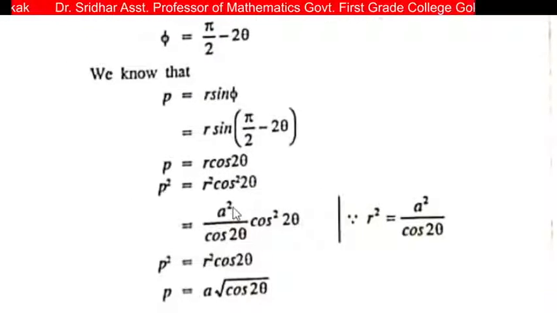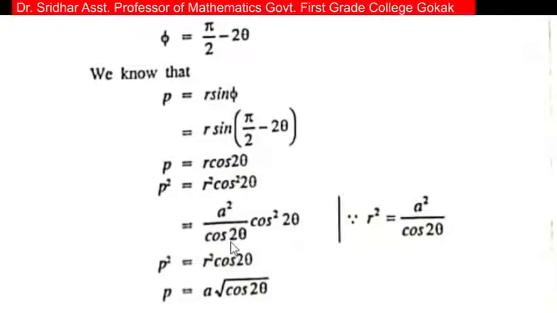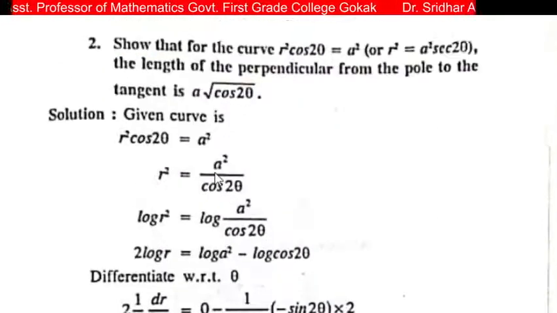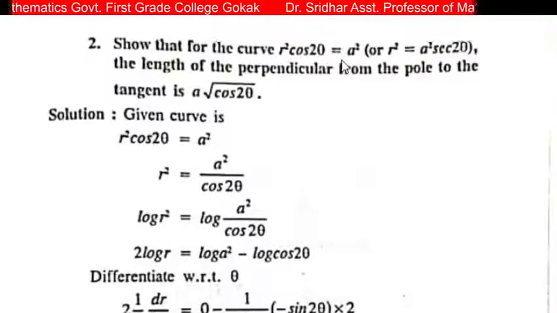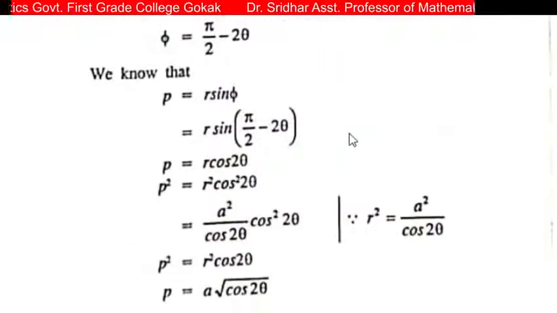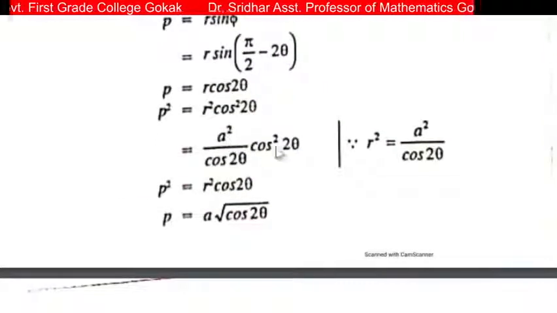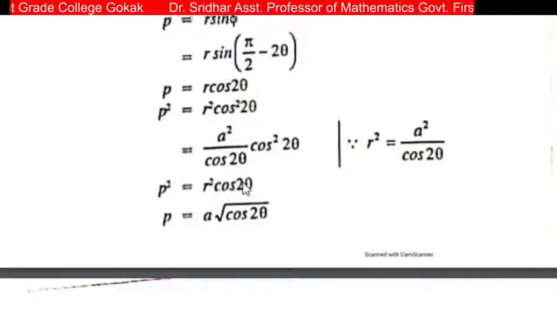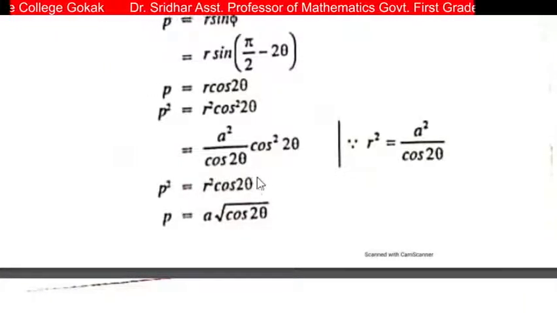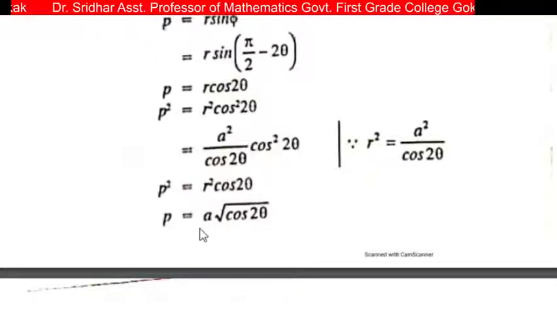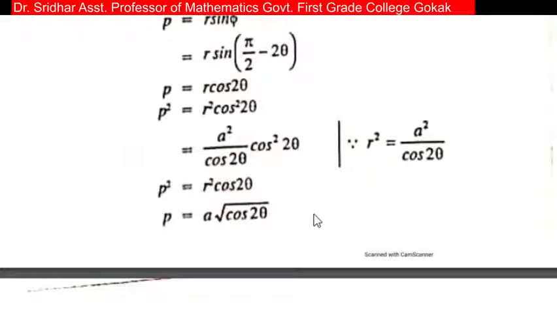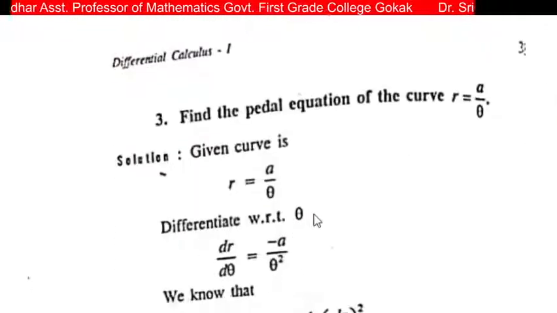So now this is equal to r square, which is nothing but a square by cos 2θ, then cos square 2θ. From the given equation, r square cos 2θ is a square. So cos 2θ is a square by r square. So using that, we write here, then this gives p square is equal to r square cos 2θ. Or p is equal to, taking square root on both the sides, a into square root of cos 2θ. So which is the solution of the given problem.